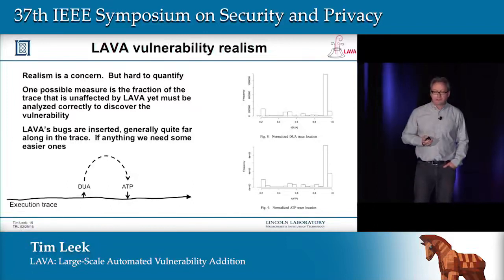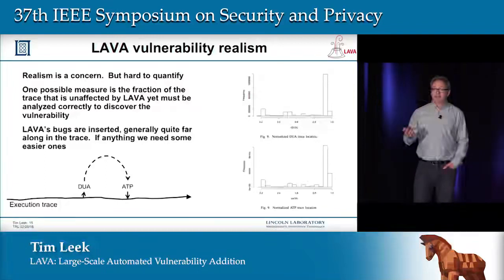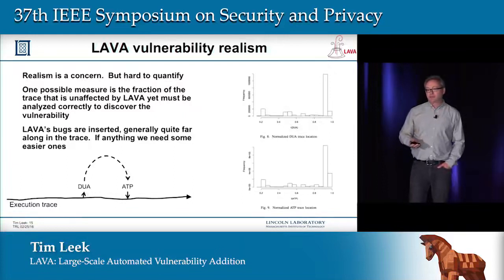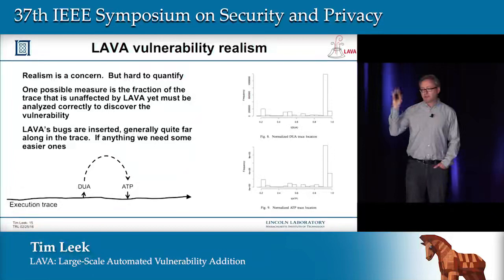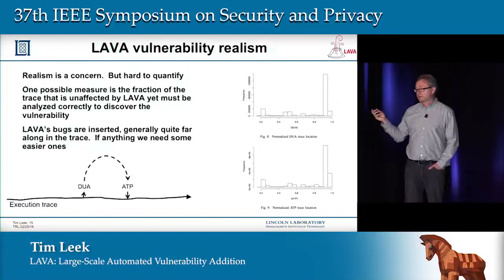But what we did do is, we think it's a concern, but what's important here is whether or not these LAVA bugs can be used to evaluate things, and they may still be able to, even in their current state. What we did was measure what fraction of the execution trace needs to be analyzed basically correctly in order to get this right. And we found that the place at which the DUA was siphoned off is sort of all over the execution trace. And in fact, if anything, it's sort of near the end of the execution trace.